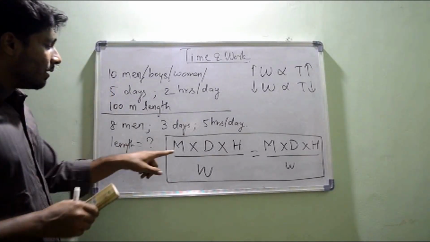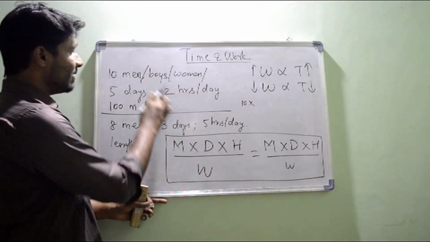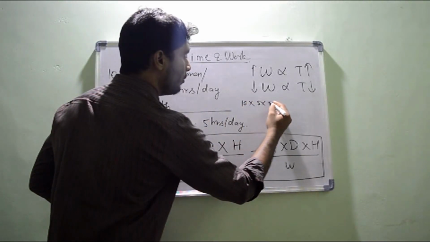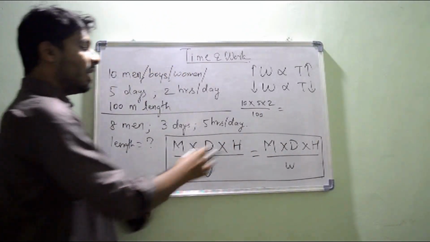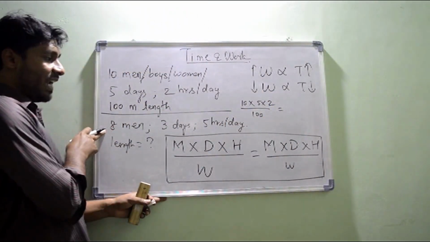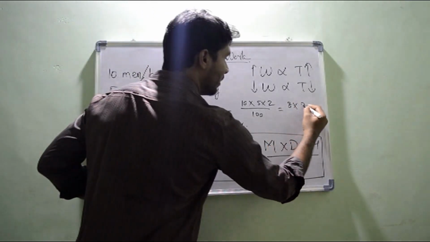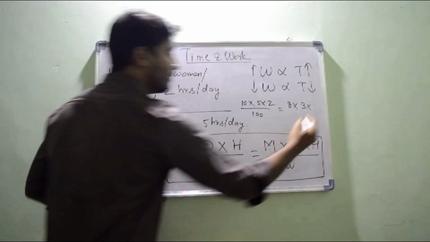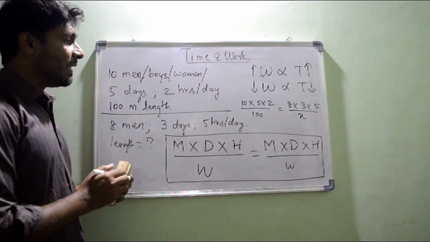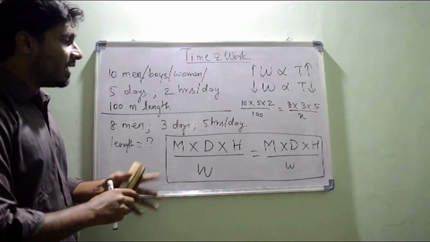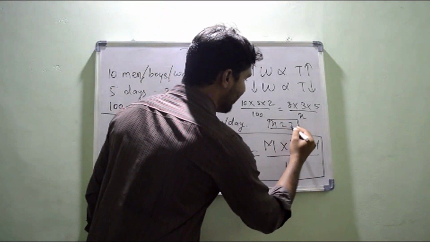And here I can simply take the number of men, 10 men, so 10 into days, 5 days, 5 into 2 hours, divided by the work, 100 meters. This is equal to the new number of men, 8 men, and the new number of days, 3 days, and hours, 5 hours a day. They can build x meters of length. So I can simply multiply them and do cross multiplication and get the x value in a very simple manner. I can find the answer of x.